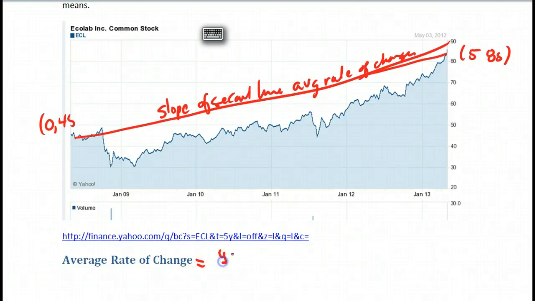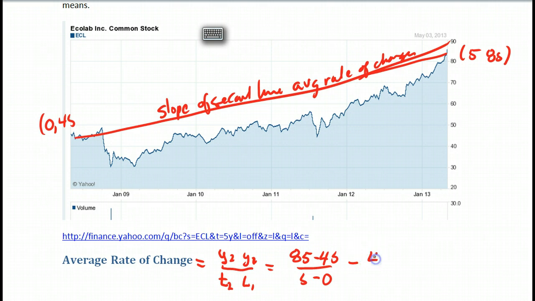So if I just take your stock price and the difference of that over your time, all I'm going to end up with is 85 minus 45 all over 5 minus 0. And so this is 40 over 5, which would be 8. Okay? And what does that 8 mean?